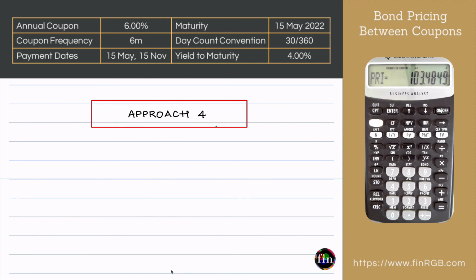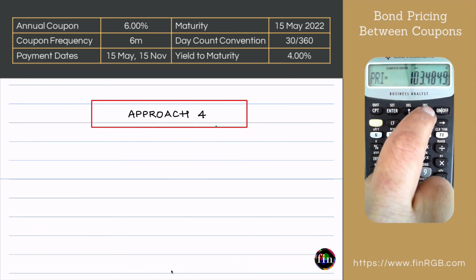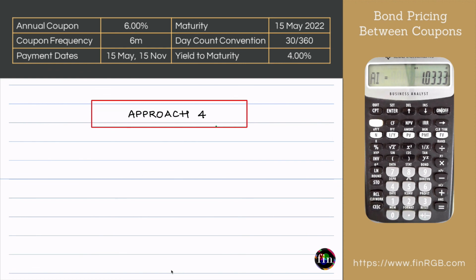The price that it gives to you, please note, is the clean price, the quoted price. And indeed, it's giving you the same amount which we have calculated using the 3 approaches, 103.4849. If you go further down, it also gives you the accrued interest, 1.0333. Okay, so it's a very neat functionality which your calculator already has. It gives you both the clean price as well as the accrued interest.